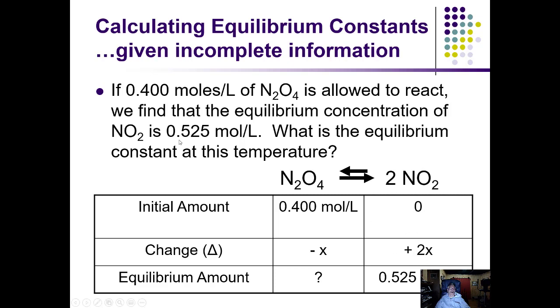Now, the thing that we've learned is that nitrogen dioxide at equilibrium has a concentration of 0.525 moles per liter, or 0.525 molar. And it's asking what is the equilibrium constant at this temperature. The reason we include temperature is because you know that the rate constants change with temperature. That means the equilibrium constant changes with temperature.